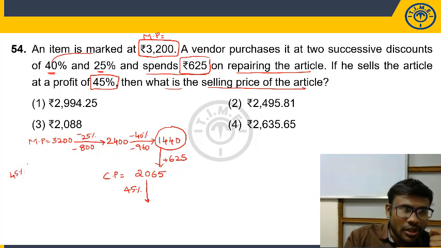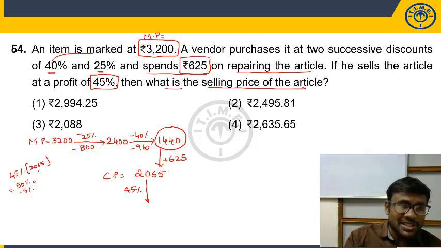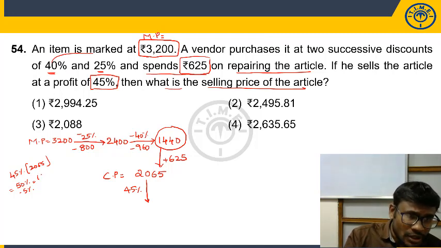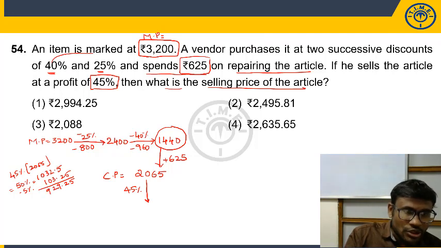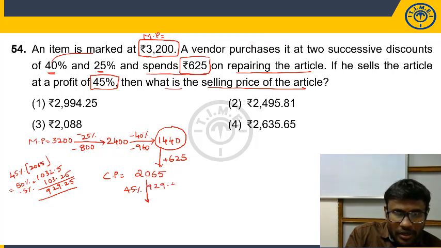45% of 2065. How can 45% of 2065 be calculated? 50% minus 5%, no? 100% is 2065. 50% means half of it, yes or no? So it is 1032.5. That is your 50%. And what is your 5%? 103.25. So the profit is 929.25.